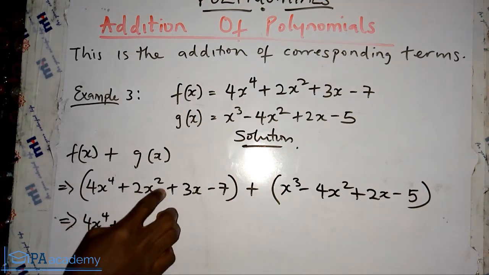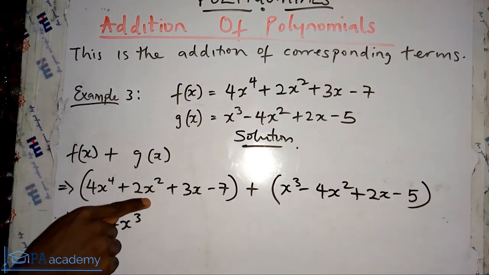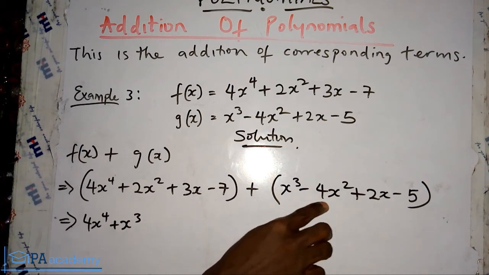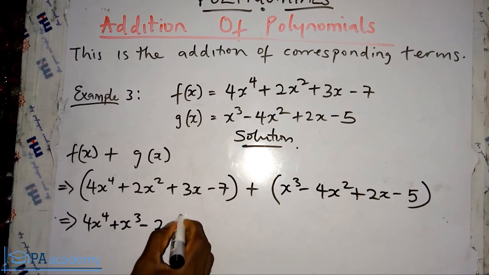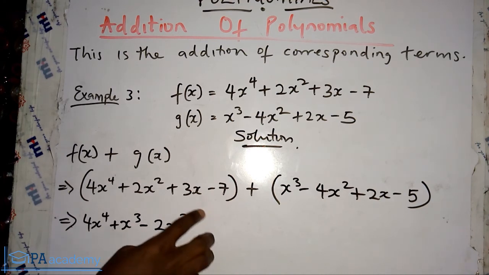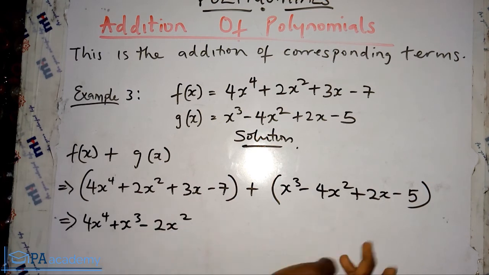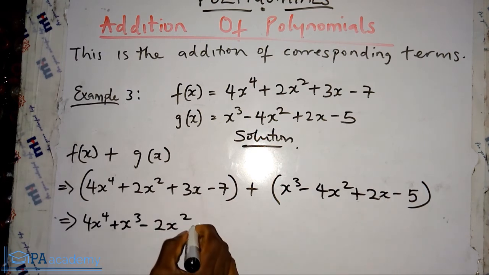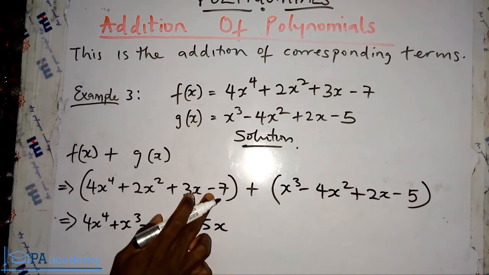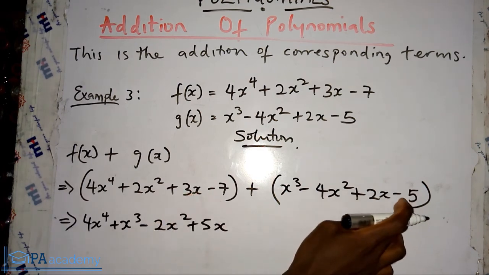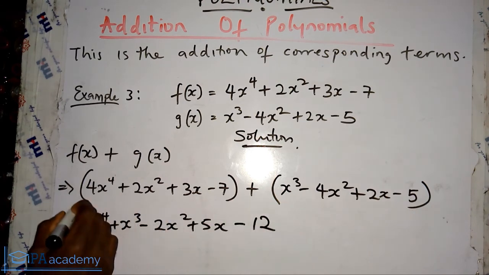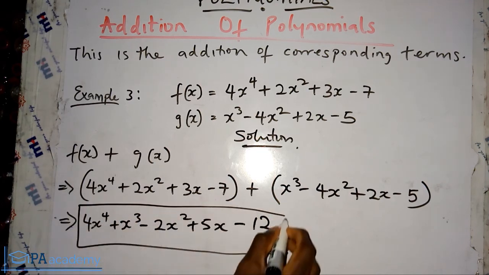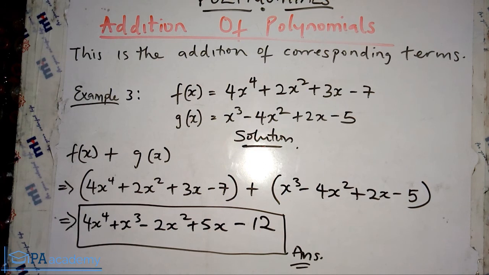Then let's go to the terms raised to power 2. We're having plus 2x squared, and here we are having minus 4x squared. So plus 2x squared minus 4x squared will give us minus 2x squared. Now the next one is 3x. So plus 3x plus 2x will give us plus 5x. Then minus 7 plus minus 5 will give us minus 12. And this is the answer to example 3.